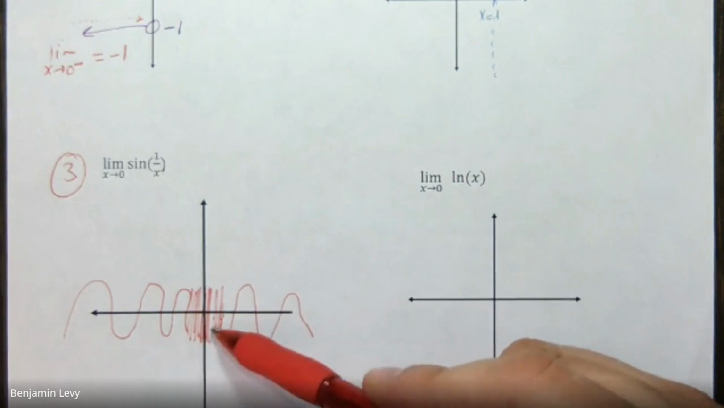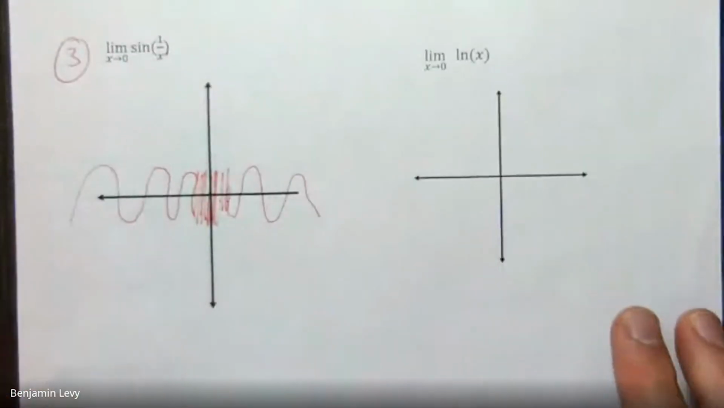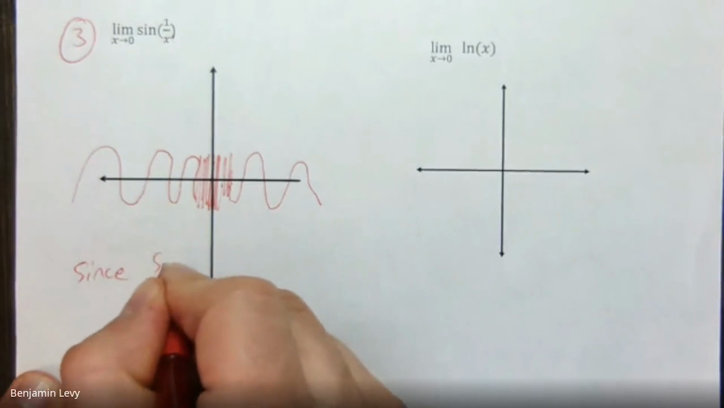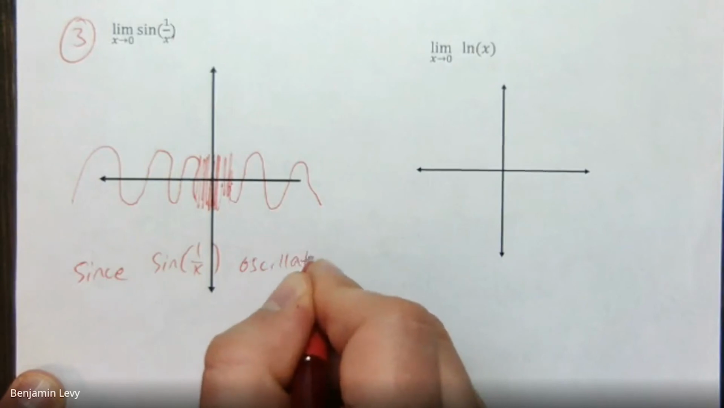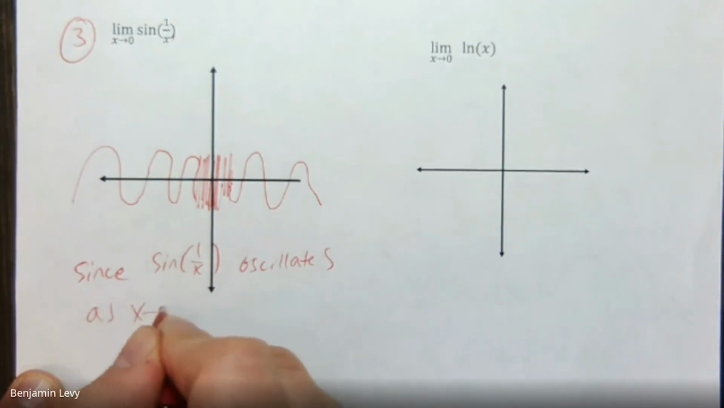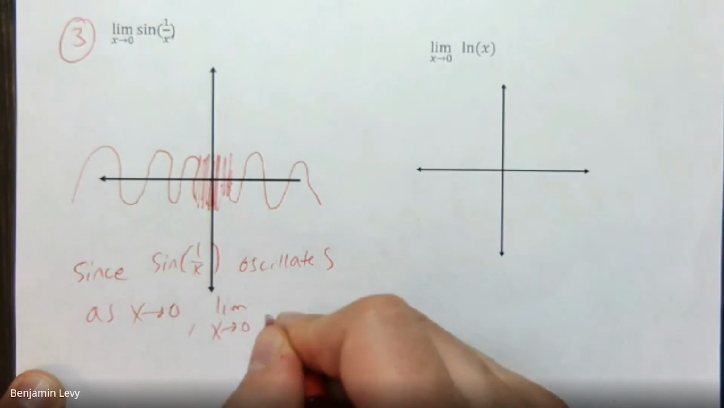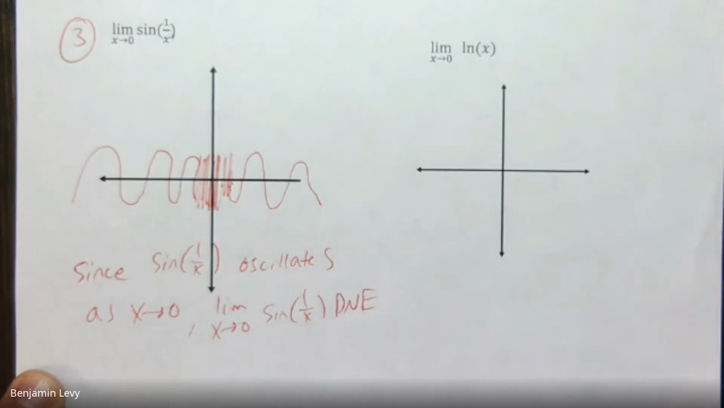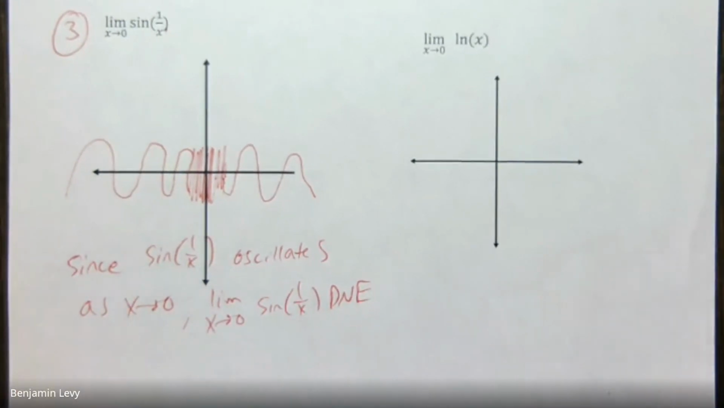And I know I'm just kind of scribbling, but if you look at the picture, it looks just like that. And so as we approach 0 on this one, it just oscillates out of control. So since sine of 1 over x oscillates as x approaches 0, the limit won't exist there. And I would encourage you to plot that one on Wolfram. If I had a little more time, I'd pull it up, but it looks a lot like that.